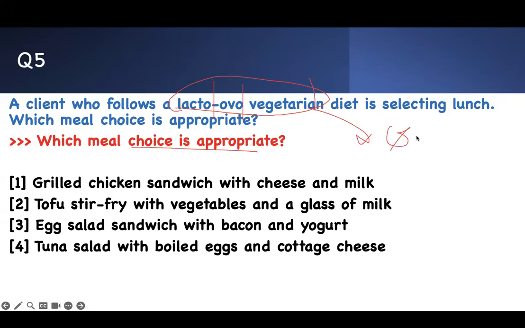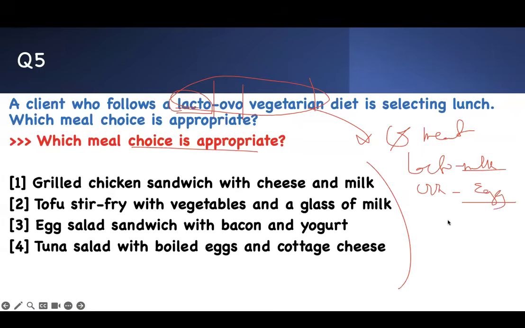Vegetarian, no meat, right? Therefore, I'm not picking any meat option. But what kind of vegetarian? It's not a pure vegetarian. Lacto means I can eat milk. Ovo means I can eat egg. Therefore, a vegetarian who can eat egg and milk, but most of the rest is a vegetarian diet. Grilled chicken is a meat, negative. Tofu stir fry with vegetables and a glass of milk.